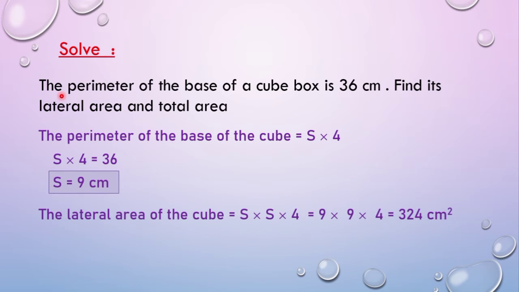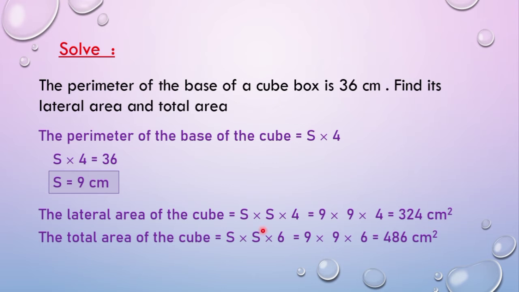To get the lateral area, it means edge length times 4 or side times 4. 9 times 9 times 4 equals 324 centimeters square. What about the total area? Side times 6, and the side is 9. So 9 times 9 times 6 equals 486 centimeters square.